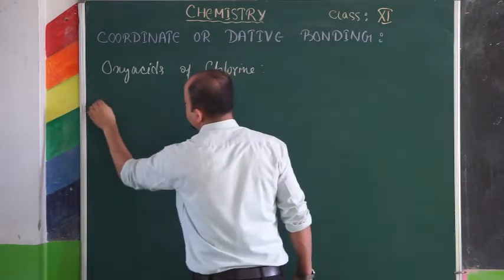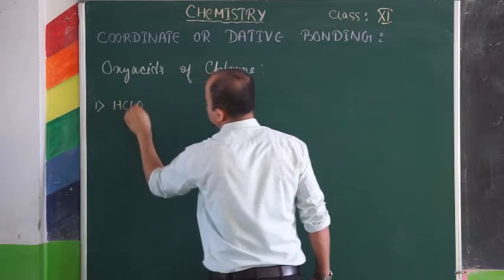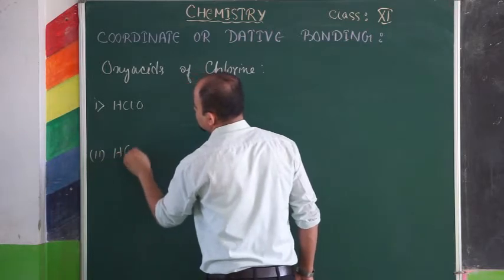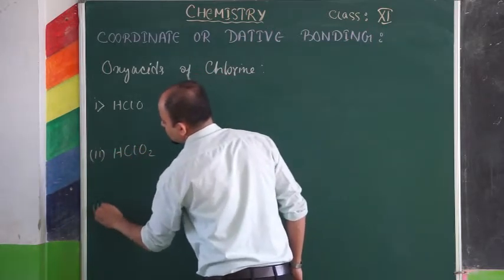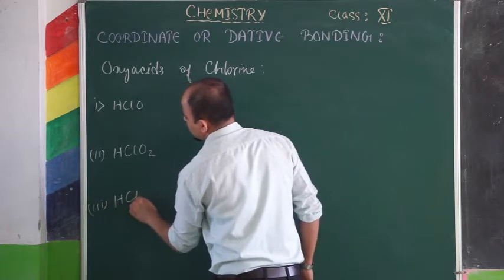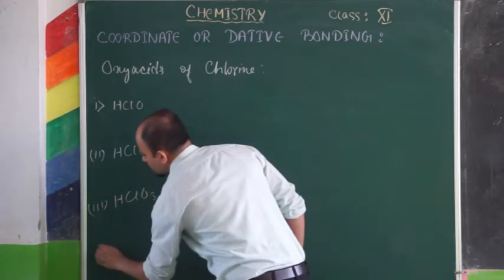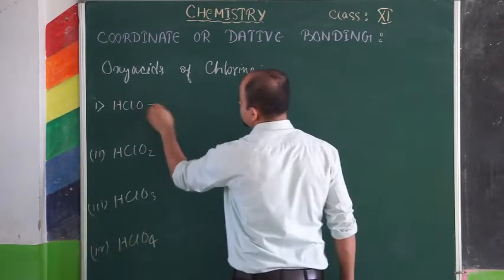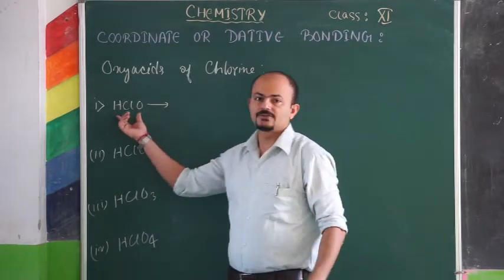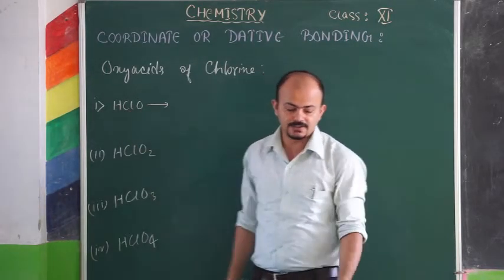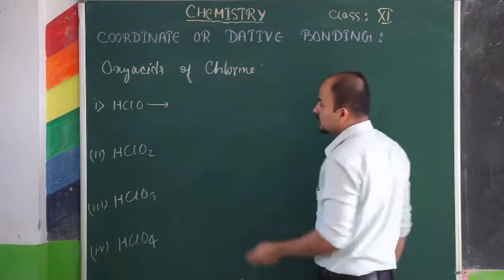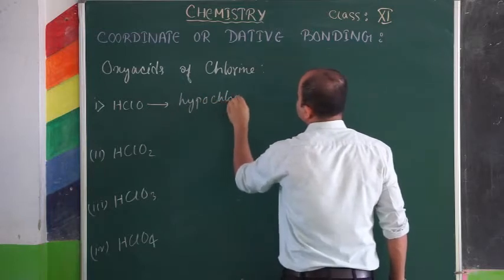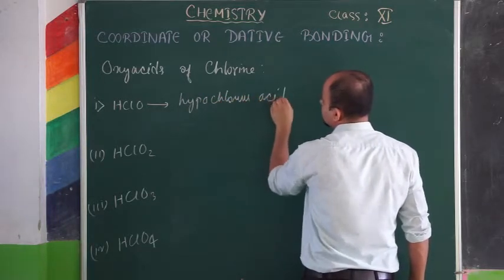First one we have is HClO. Number 2 we have is HClO2. Number 3 is HClO3, and number 4 we have is HClO4. Now the name of this oxy acid of chlorine is hypohalous. This is hypochlorous acid. You have to remember the name.